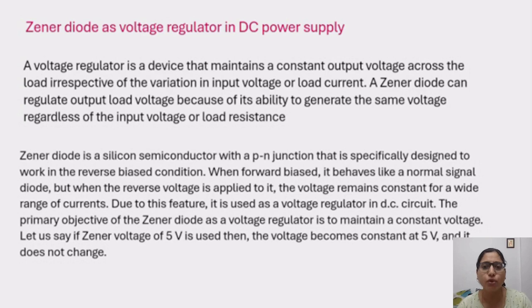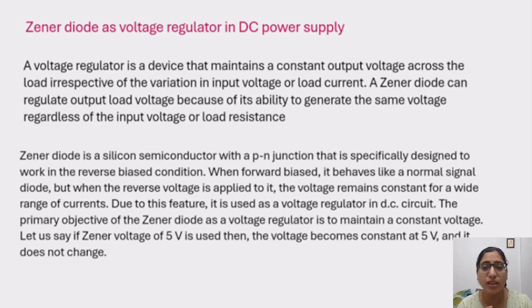Okay, there are so many other circuitry also. We have ICs for voltage regulation nowadays, but as a basic electronics student you have to understand how a Zener diode is working as a voltage regulator. Now, as a part of definition, a voltage regulator is a device that maintains a constant output voltage across the load irrespective of the variation in the input voltage or load current.